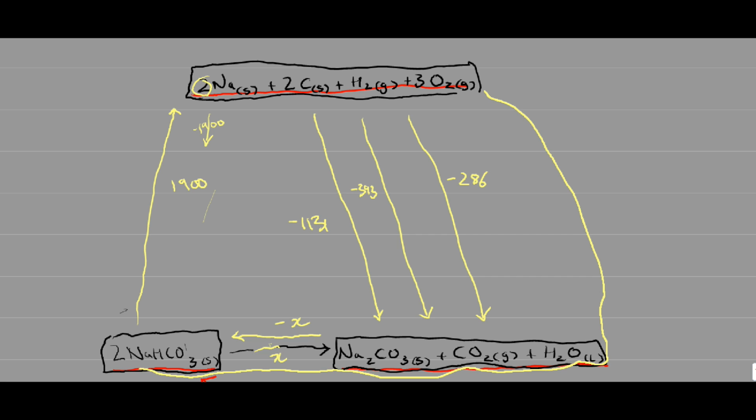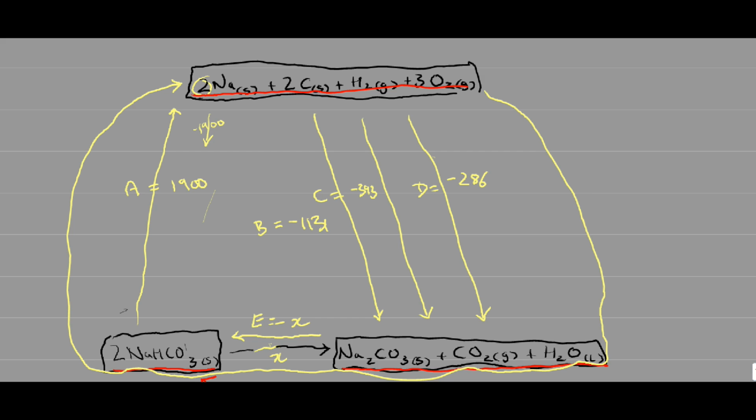the cycle back to the same energy level, and the overall change in chemical potential energy must equal 0. So if I give each one of these a label, I'm going to label it as A equals 1900, B equals -1131, C equals -393, D equals -286, and E equals -x.